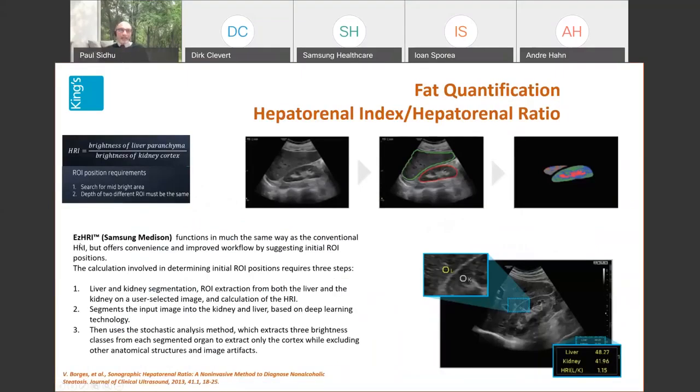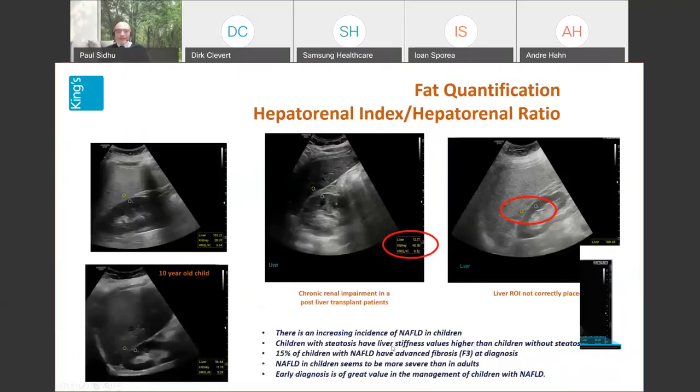Recently, Samsung have produced a system with software called EZHRI, which automatically measures the brightness of the liver parenchyma relative to the brightness of the kidneys. And it does this by extracting the region of interest and using deep learning and artificial intelligence to select out the kidney. So you're actually measuring the cortex to the hepatic echogenicity, and it gives you a chart of what that HRI or the ratio is. And it automatically places these chart areas for you, but it doesn't always get it right. Here it's not identified the liver edge because this patient has got a blurred edge and there's a lot of fat tissue in between. And of course, you can't use this if the patient's kidney is also bright, if you've got chronic renal impairment, and here the ratio is 0.32 as opposed to this where it's 3 times more reflective.